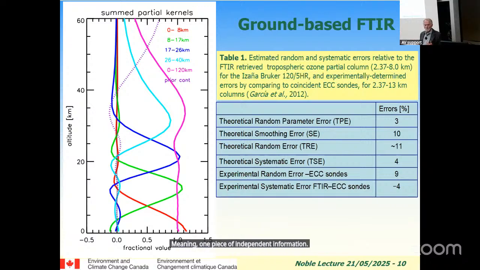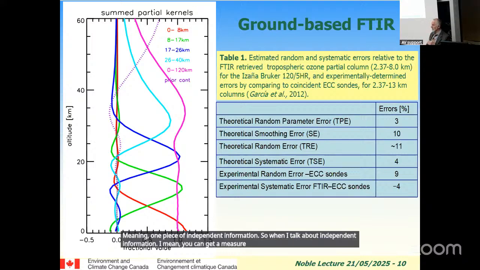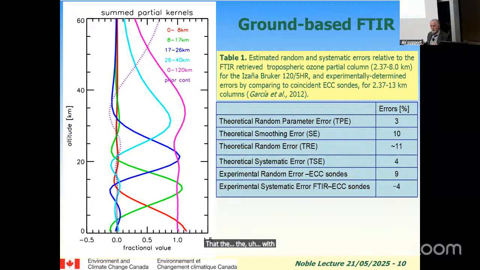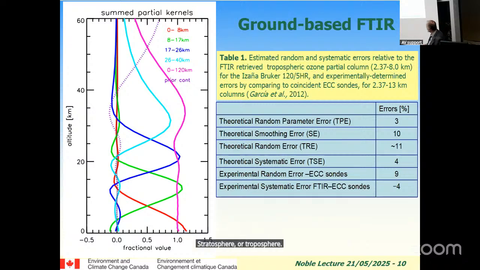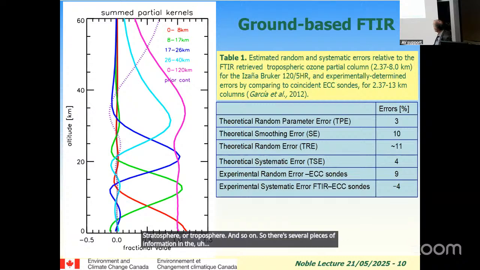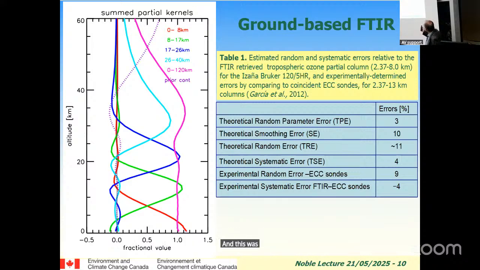So when I talk about independent information, I mean you can get a measurement for the amount of ozone in the troposphere with one piece of information. If you have two, you can separate upper and lower stratosphere or troposphere and so on. So there's several pieces of information in the stratosphere where most of the ozone is, and generally around one in the troposphere. And this was an error analysis on the side there.